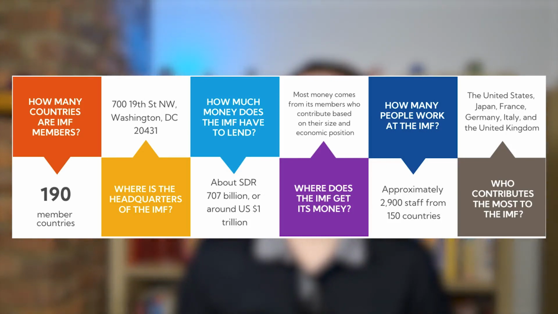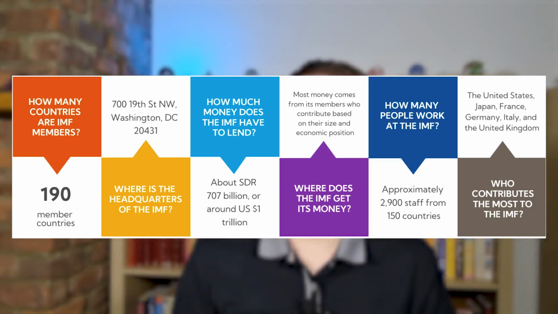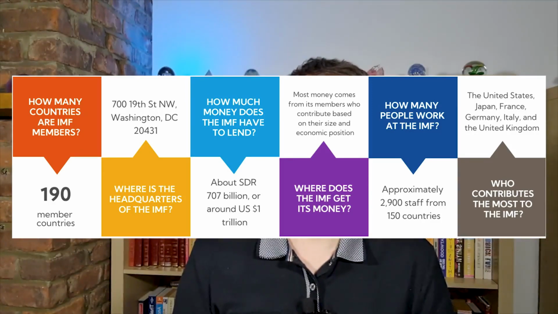It gets most of its money from its member countries, who contribute based on their size and economic position, with the US, Japan, France, Germany, Italy, and the United Kingdom apparently contributing the most. And I'm surprised China's not on that list. And about 2,900 people from 150 countries are employed by the IMF.